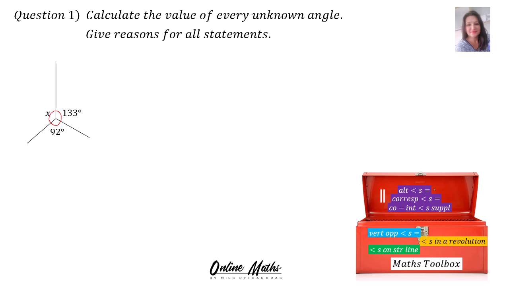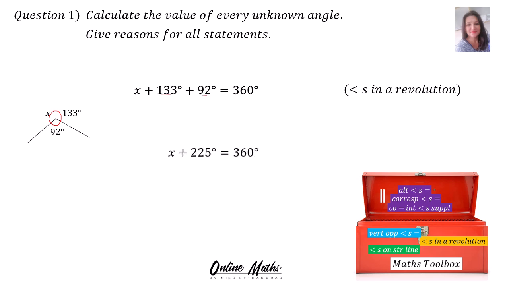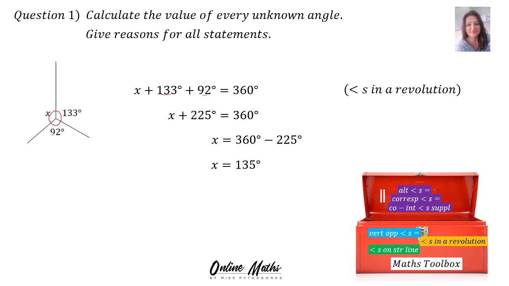So therefore, you can start by saying x plus 133 degrees plus 92 is 360 degrees. So that's your statement. And then your reason from your toolbox, angles in a revolution. And then we solve x. So then we will add 133 plus 92 is 225. And then we solve x. And we end with 360 minus 225. X is equal to 135.